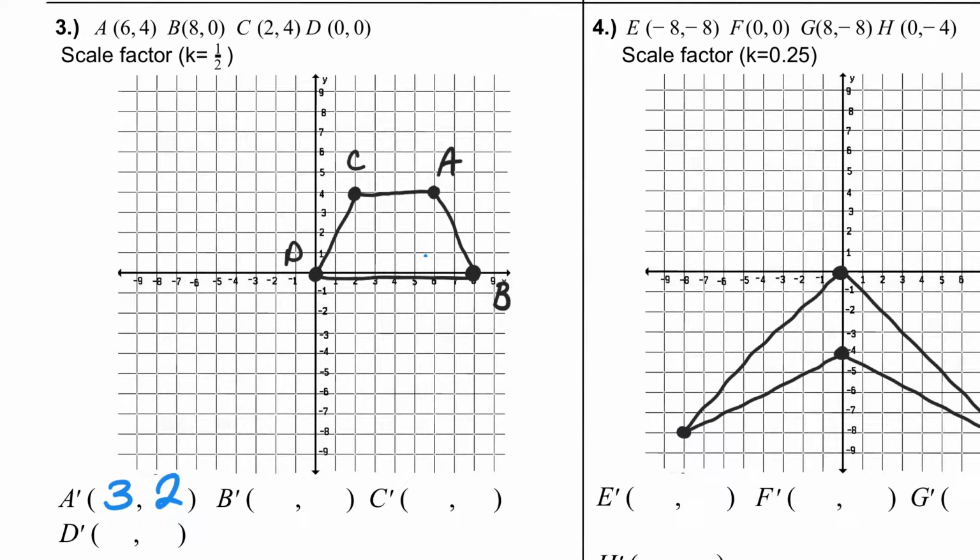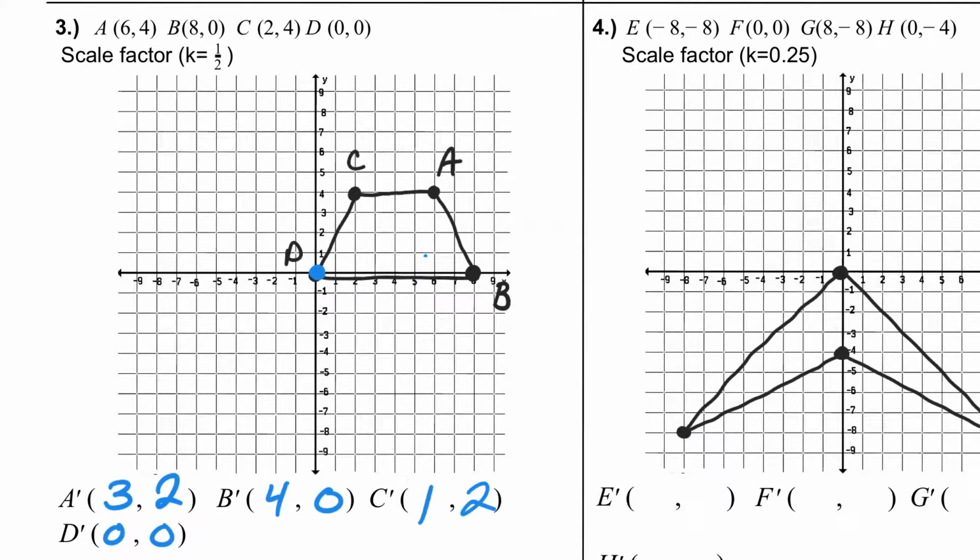For B prime, if we divide both those by 2, we're going to end up with 4, 0. 8 divided by 2, or 8 times 1/2, is equal to 4. And 0 times 1/2 is equal to 0. For C prime, if we multiply both these by 1/2, we should end up with 2 times 1/2, or 2 divided by 2, is equal to 1. 4 divided by 2 is equal to 2. We end up with the coordinates 1, 2. And for D prime, 0 times 1/2 and 0 times 1/2 both remain 0. So there are our image coordinates.